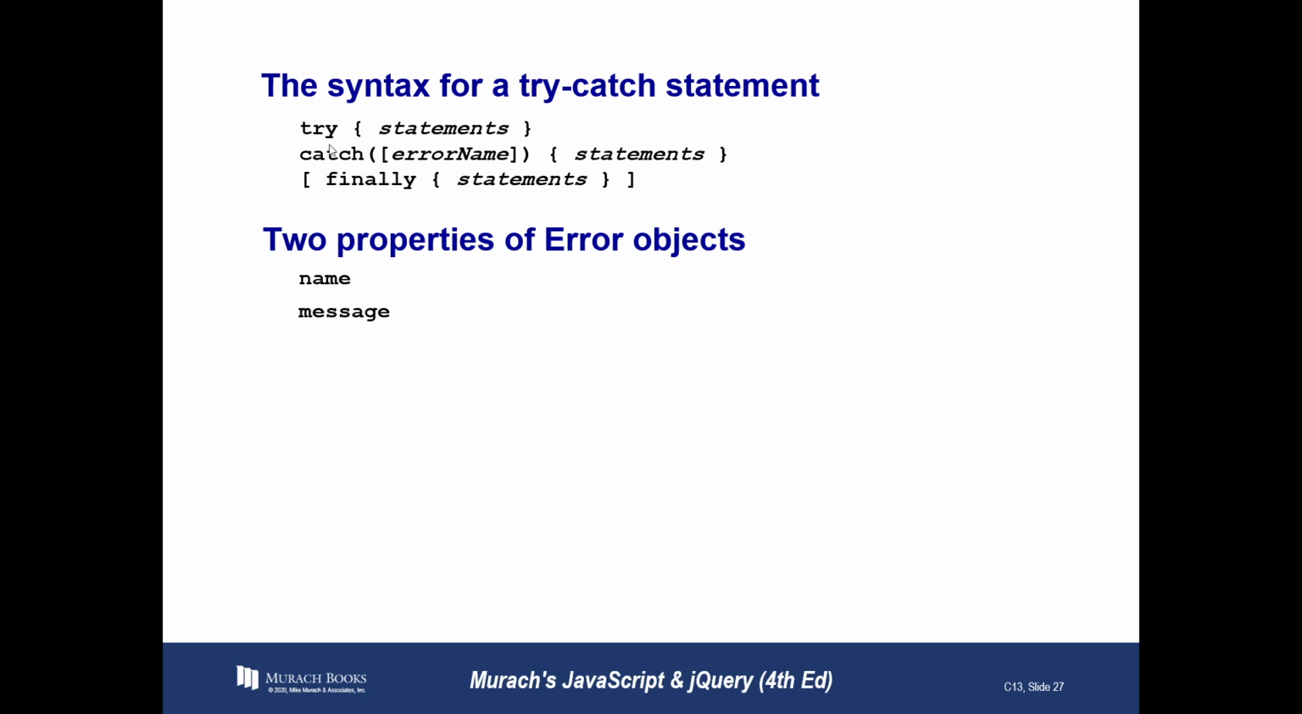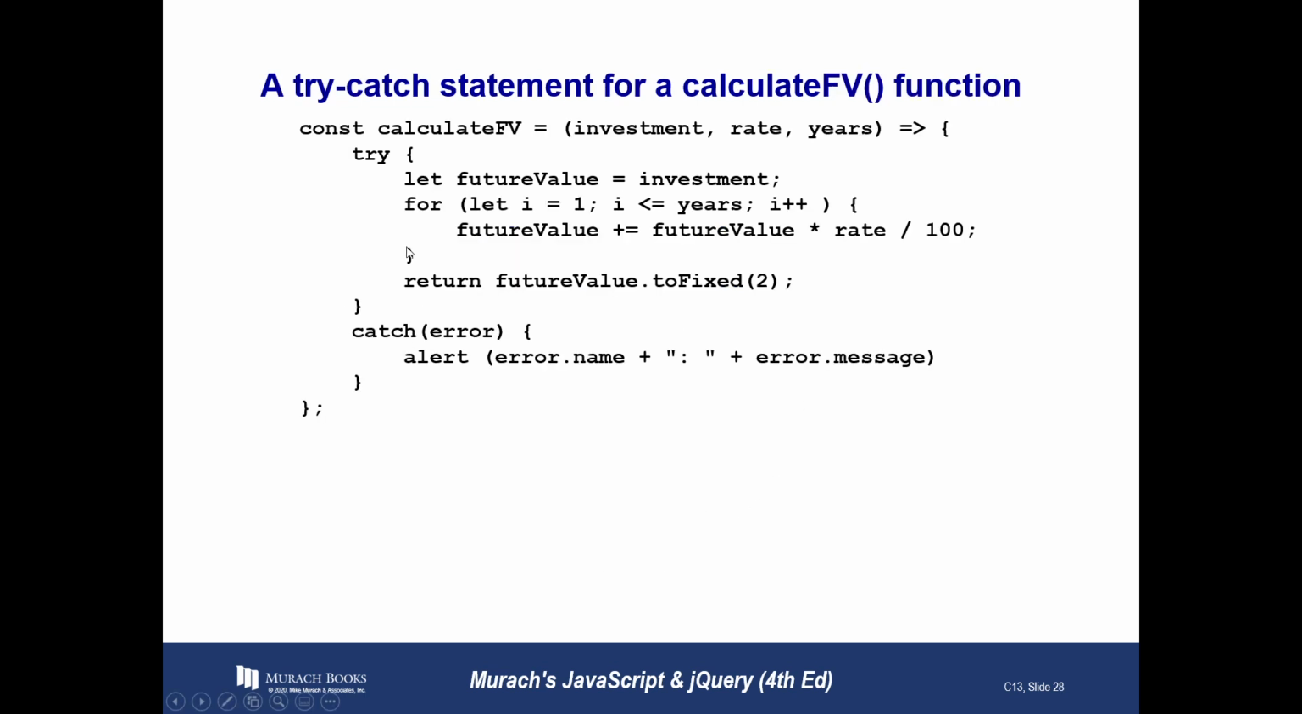Basically, we have a try and then some code here. If this code fails, then an error will be thrown. This error will be caught here in the catch statement, in which case those statements inside the catch block will run. That's how it works. This error object has two properties, a name and a message. Let's take a quick look at this example.